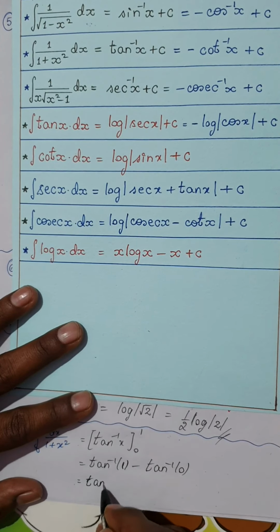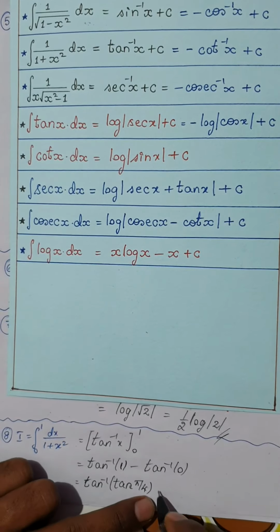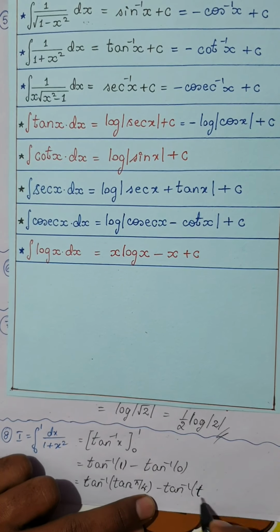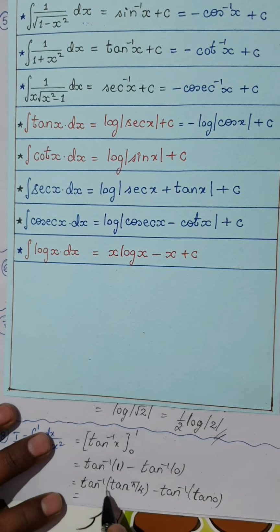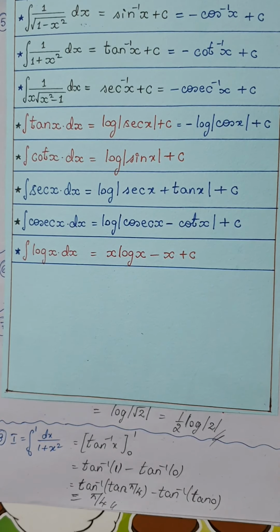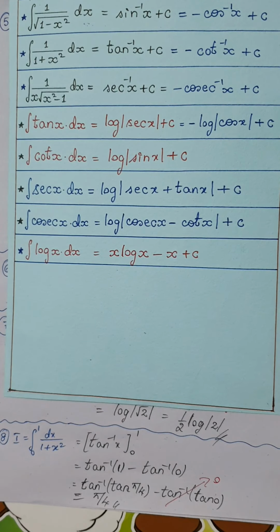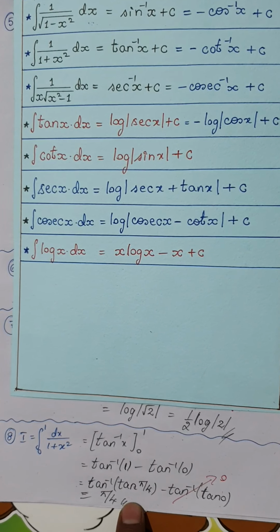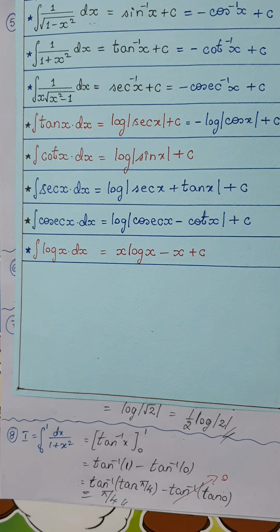We all know tan inverse of 1 is tan inverse of tan pi by 4, minus tan inverse of tan 0, which is 0, isn't it? So this term is completely 0, and tan inverse and tan cancel. So the final answer for this integral would be pi by 4. This question was asked in one of the years in the main examination for 2 marks, so please be careful with this integral. Shall we move on to the next one?